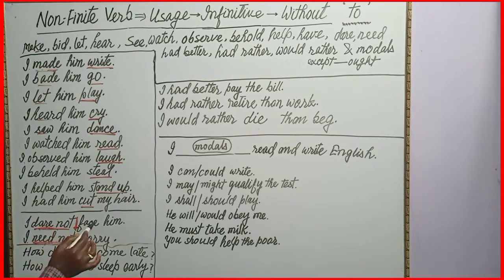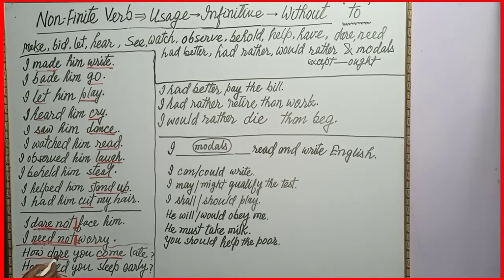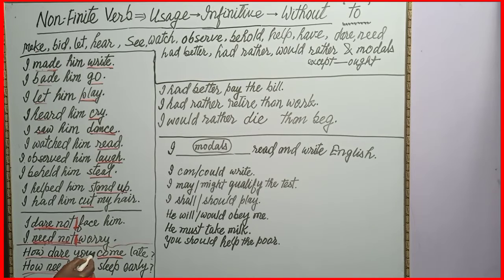I dare not face him. If interrogative, how dare you come late? Here it is "come". So how dare, how need, interrogative. How dare you come late? "To" is not used here. How need you sleep early? कैसे तड़के सोने की जरूरत पड़ी? So you see here, sleep, not "to sleep".